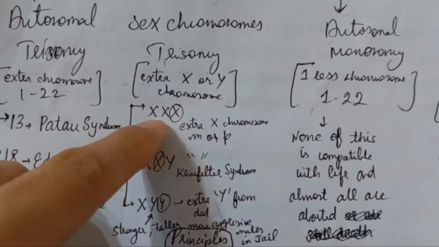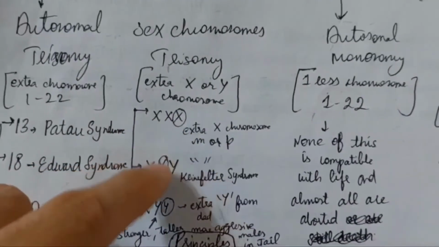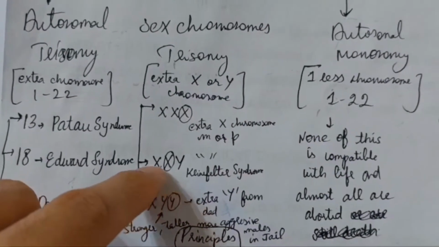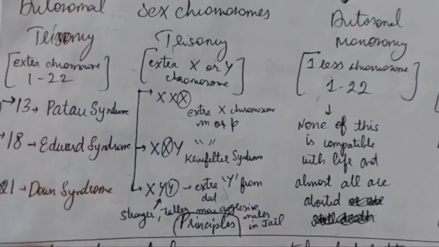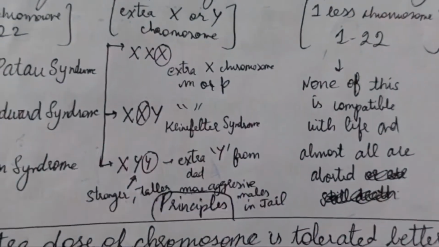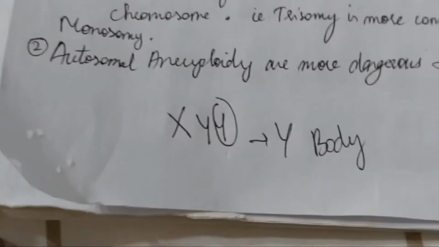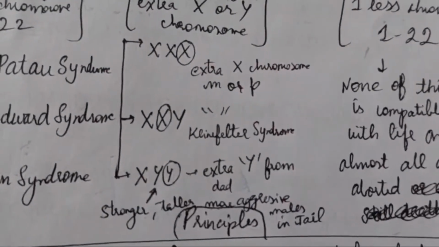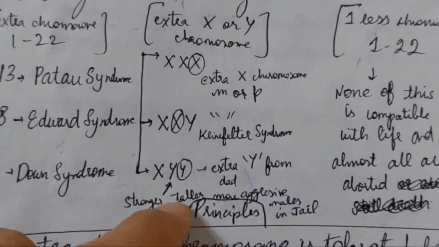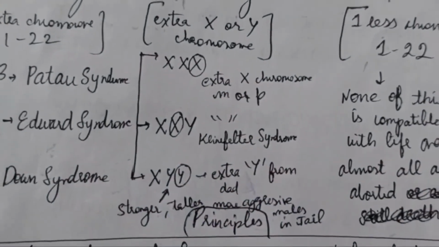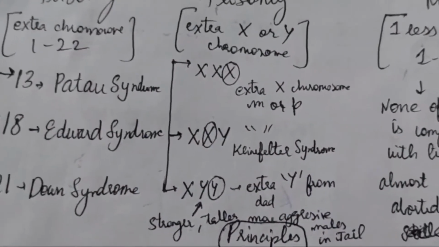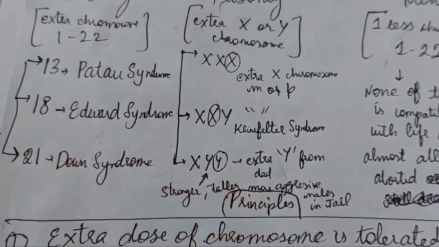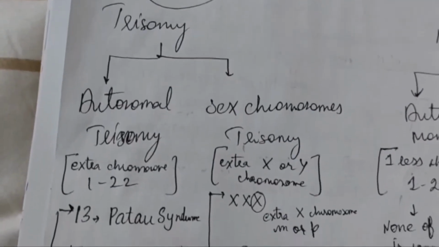Now the point to remember: in the first example, triple X, we have two Barr bodies, and in Klinefelter syndrome, since it's a male, only one X is going to function and one X is going to be the Barr body. Now here we have two Y's, okay? So there we can't call it a Barr body. When we have an extra Y, we call it a Y body. Such males are stronger, taller, and more aggressive. And statistically, most of the people who end up in jails are found to have such a genetic makeup of XYY.